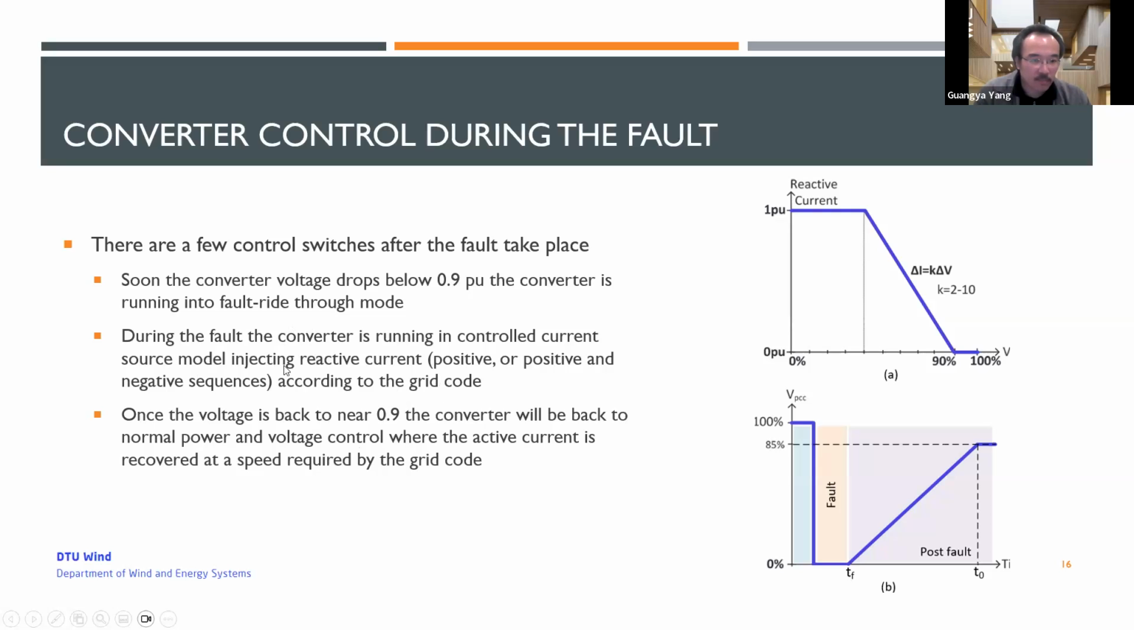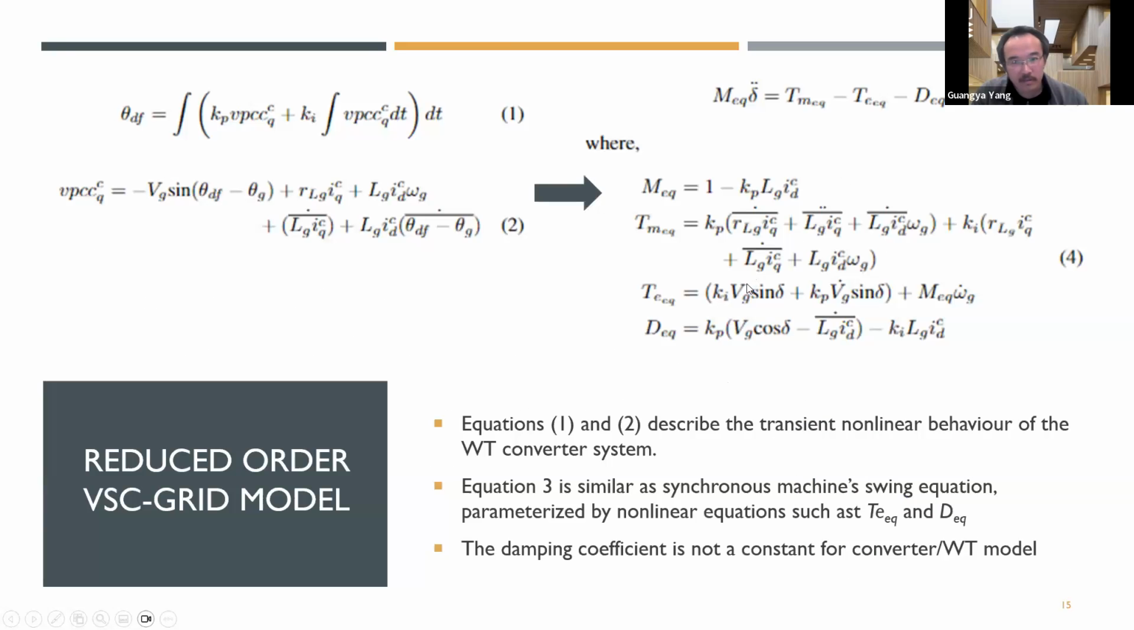As I previously mentioned, this fault ride-through requirement and also this ramp rate after the fault affect the transient stability of the converter, where we'll follow with some more detailed analysis based on the model we developed here.